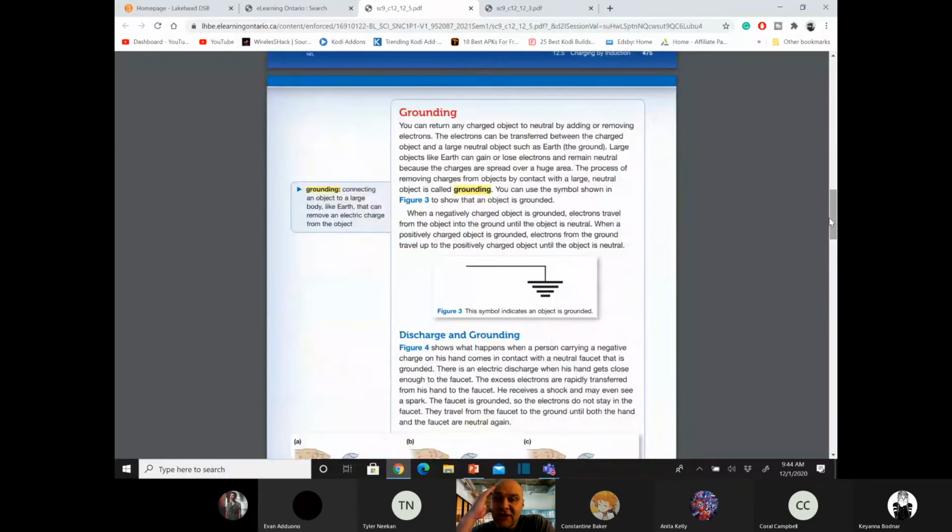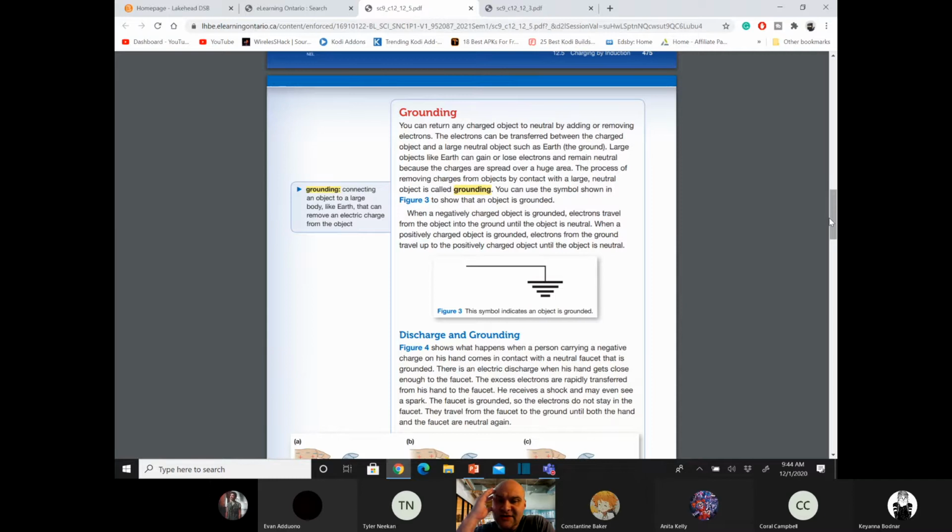You can return any charged object to neutral by adding or removing electrons. The electrons can be transferred between the charged object and a large neutral object, such as Earth or the ground. Large objects, like Earth, can gain or lose electrons and remain neutral because the charges are spread over a huge area. The process of removing charges from objects by contact with a large neutral object is called grounding. You can use the symbol shown in figure 3 to show that the object is grounded.